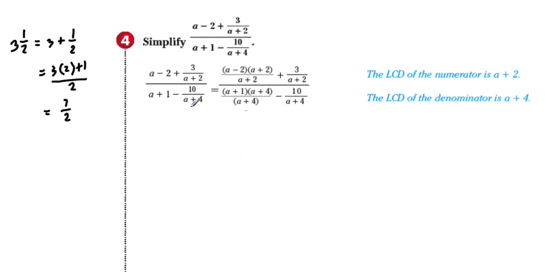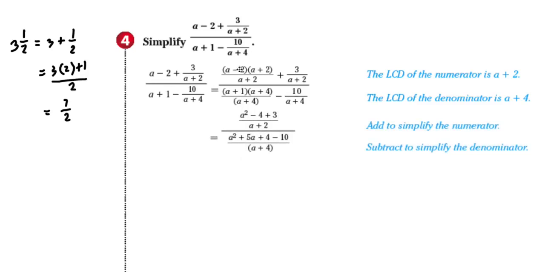And that goes the same with the denominator. I multiply a plus 1 with a plus 4, and I subtract 10 this time, because instead of adding, we are subtracting. So this is adding and this is subtracting. Then we simplify it further by using the FOIL method. You now have a squared minus 4 plus 3 all over a plus 2, and a squared plus 5a plus 4 minus 10 all over a plus 4. Combine like terms.